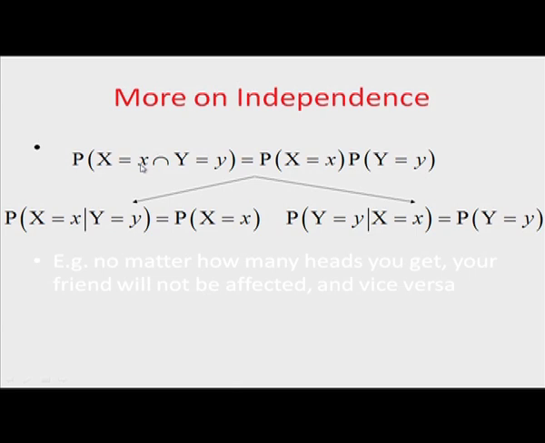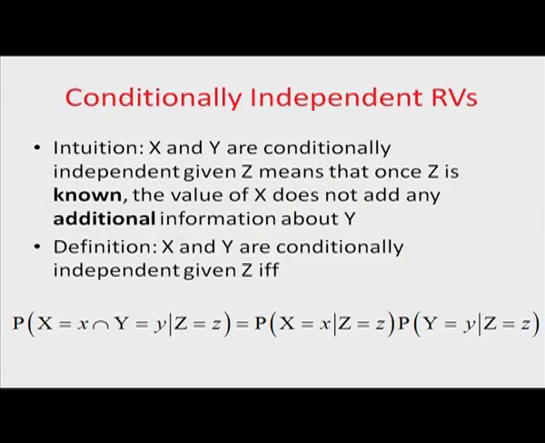Okay, so more on independence. Probability of X equal to small x and Y equal to small y equals probability of X equal to small x times probability Y equal to small y. So that is independent random variables. We can also have conditionally independent random variables, which we will require in our subsequent classes. We say x and y, two random variables, are conditionally independent given another random variable z. This means that once z is known, the value of x does not add any additional information about y.